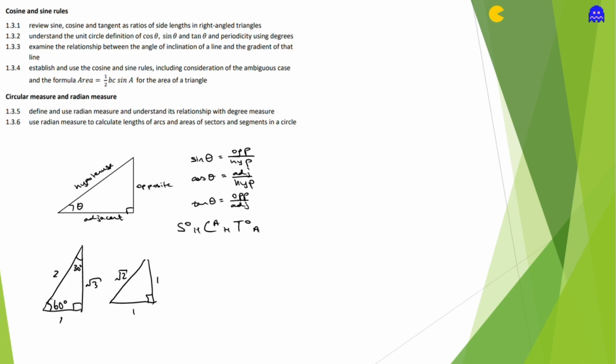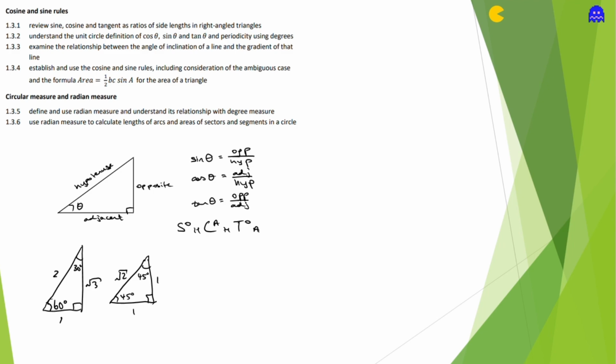In the case of the 1, 1, we have 90 degrees. This is an isosceles triangle, so both of these angles will be 45 degrees. And so these two triangles are really helpful when it comes to determining exact values for sine, cosine, and tan for those specific angle values.